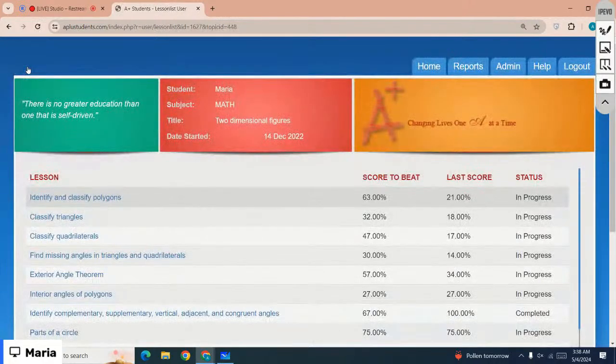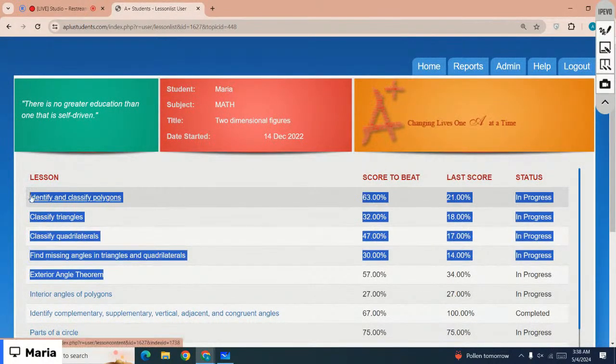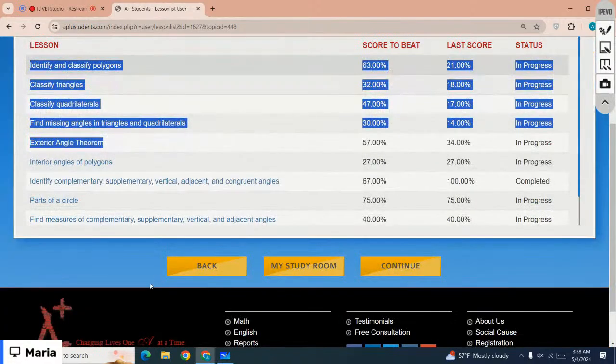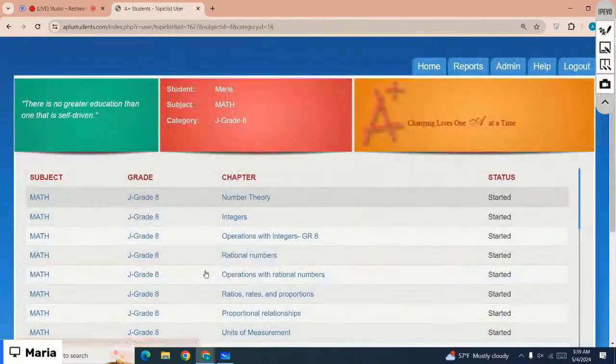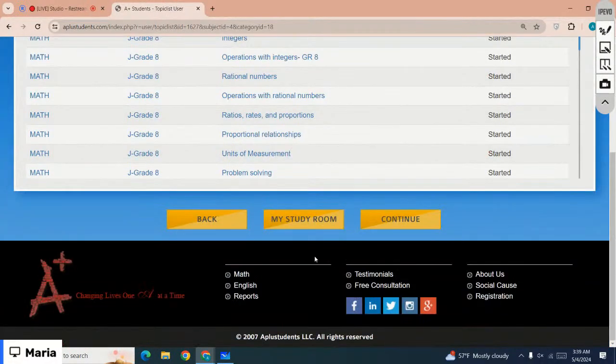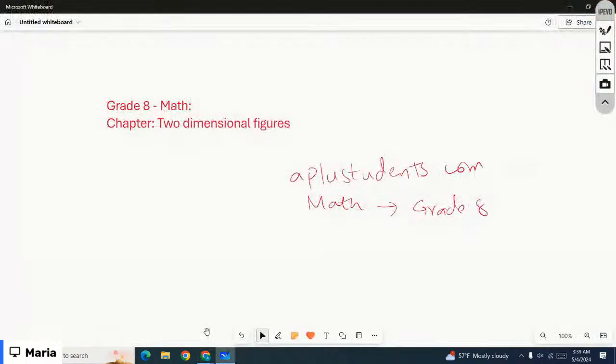So we were working on grade 8 math. The chapter we're working on is two-dimensional figures. The lessons we have covered are identify and classify polygons, classify triangles, classify quadrilaterals, find missing angles in triangles and quadrilaterals, and exterior angle theorem. So please make sure before the next session you complete all the practice questions for the lessons we did today. That is your homework until the next session, right?